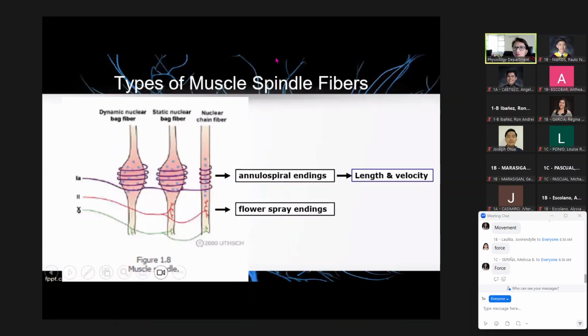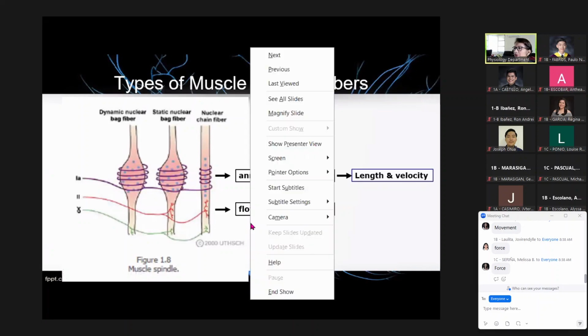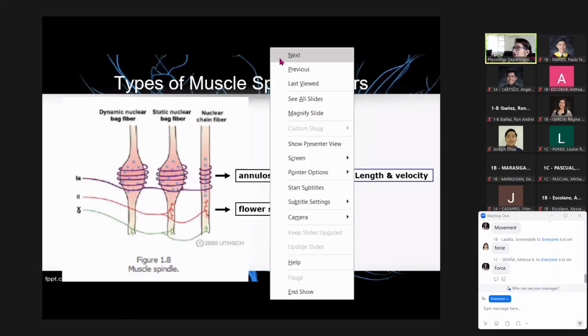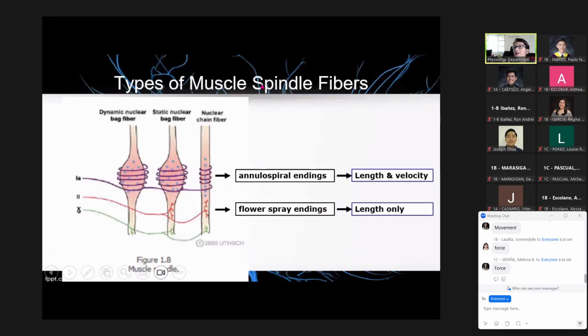Naalala niyo ba itong mga neurons na to, itong mga nerves na ito? Di ba? Merong 1A, may type 2. Notice that they end only in the static nuclear bag fiber and in the nuclear chain fiber. So they're called your flower spray endings, and they determine only the length. What about this gamma?